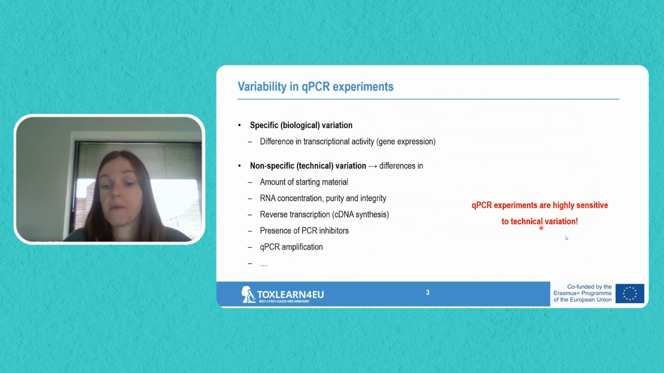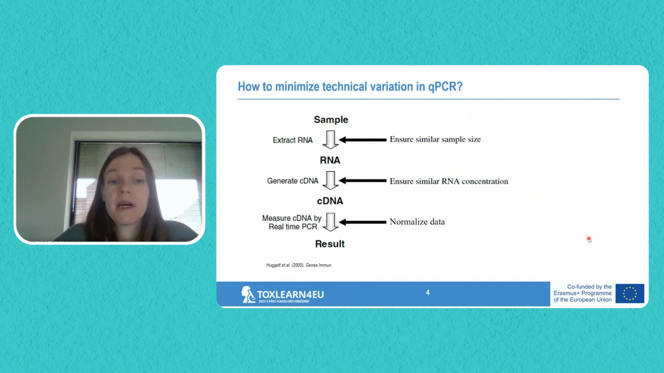So indeed, as is mentioned in the conclusion here, qPCR experiments are highly sensitive to technical variation, and therefore normalization is very important. So how can we minimize technical variation in qPCR? We can do this at different levels throughout the qPCR workflow. So as I mentioned, first of all, when you start from a sample, you will isolate RNA from that sample. And to minimize variation in that step, we always try to make sure that sample sizes are similar. So that, for example, when you work with plant samples, all plants that you harvest are more or less the same size or weight.